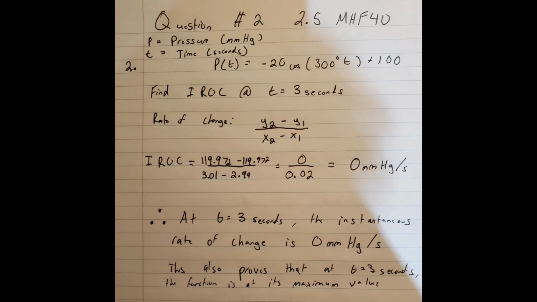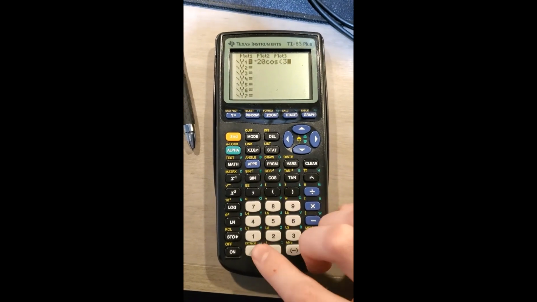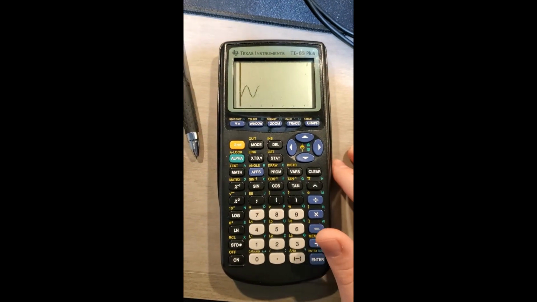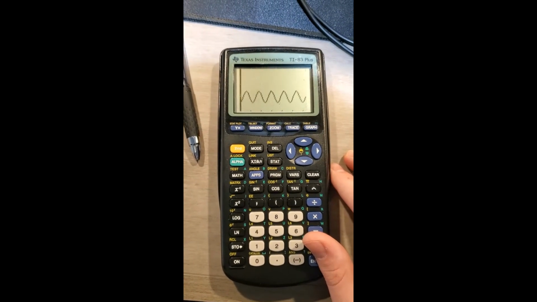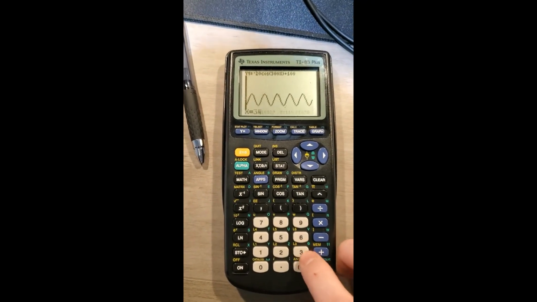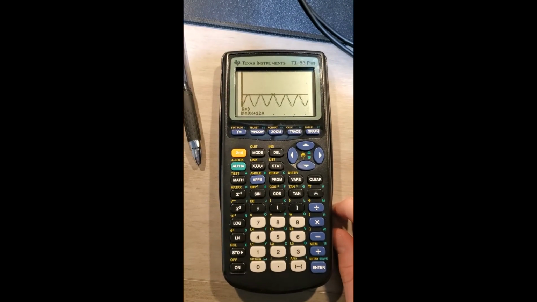If we look at a graph of this function, we can also see that this is the maximum for this function, as when we get a slope of 0, this means it is either a maximum point or a minimum point. When we look at the graph, we can confirm this. I plug in the function to my GDC and graph. When I draw a tangent line at the point t equals 3 seconds, I get a horizontal line, proving that the instantaneous rate of change is 0 millimeters of mercury per second, and that this point is a maximum. The fact that if the slope equals 0 it is either a maximum or minimum will become very important when we move on to calculus.